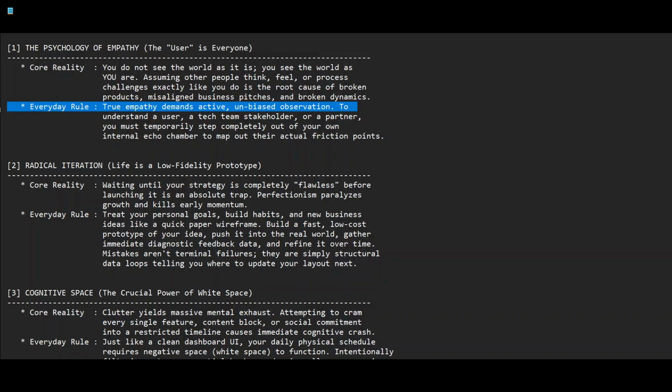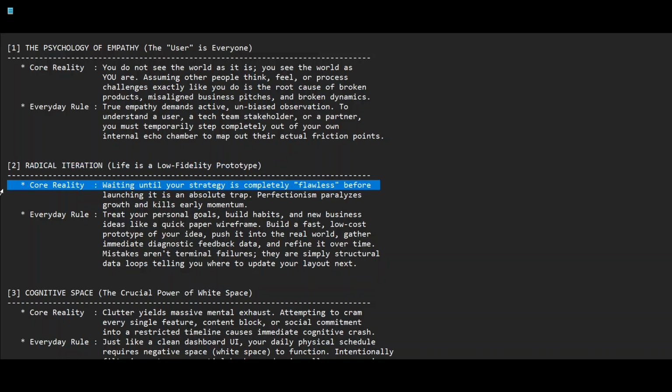Okay, so yeah, it's the main thing that causes the friction. Again, true empathy demands active, unbiased observation, no bias. If you are assuming things, you are pre-assumed, you're actually biased. Okay, that's the thing. And then the second topic is radical iteration. Life is a low fidelity prototype.